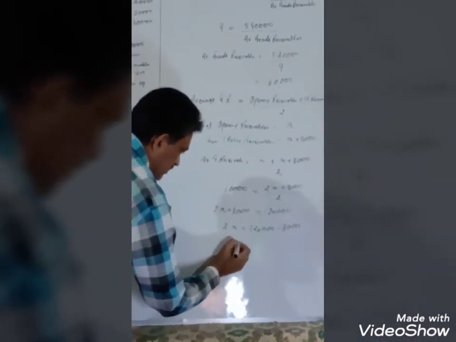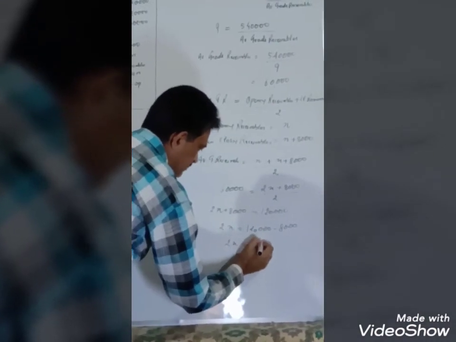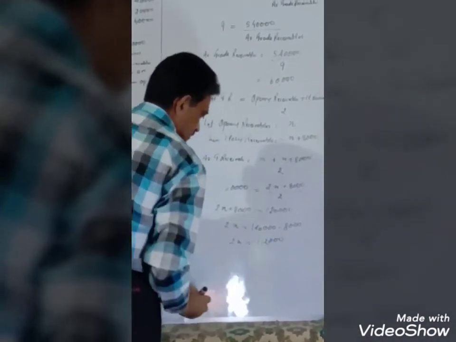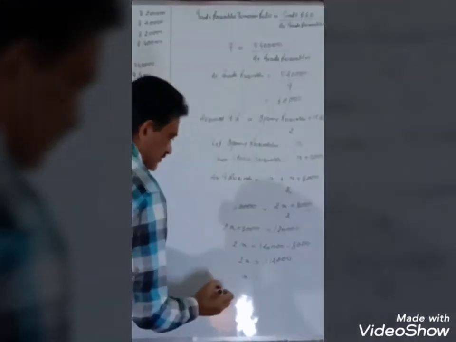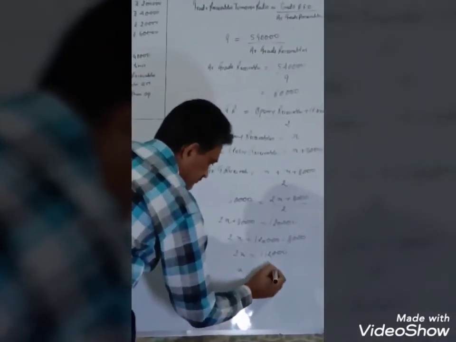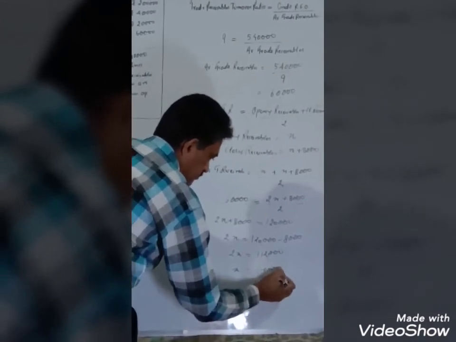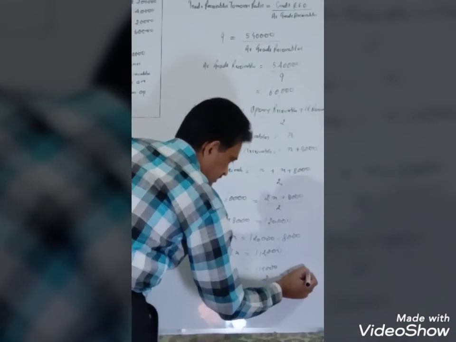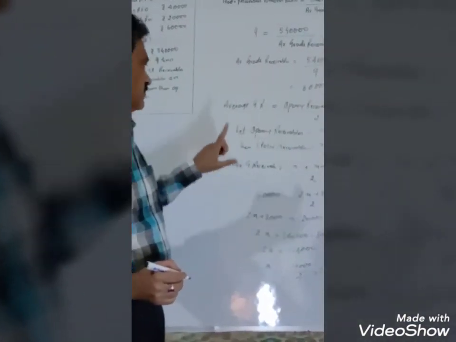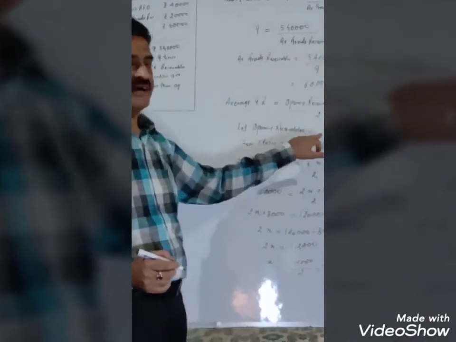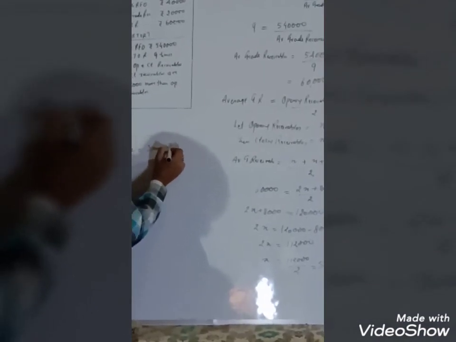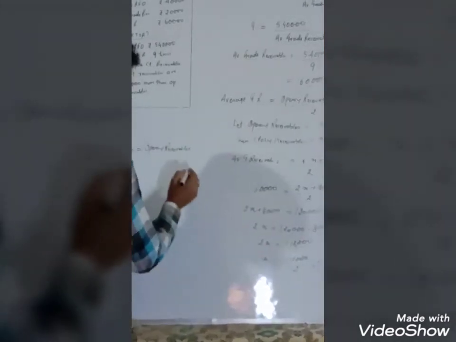Now 2X will become 1,12,000. The value of X will be 1,12,000 divided by 2, which is 56,000. X is what? We had let opening receivables be equal to X. So X is equal to opening receivables, which is 56,000.